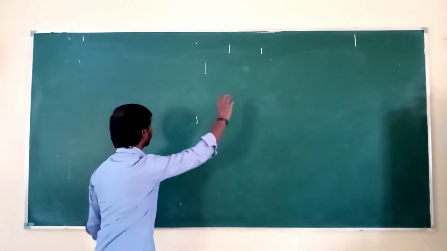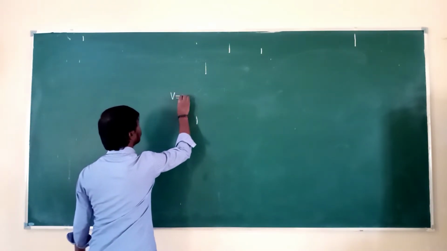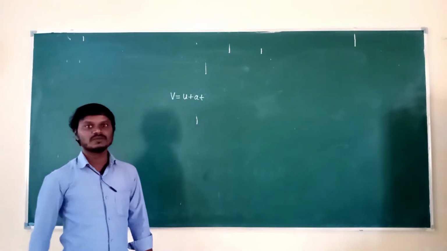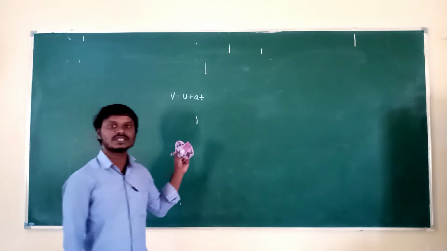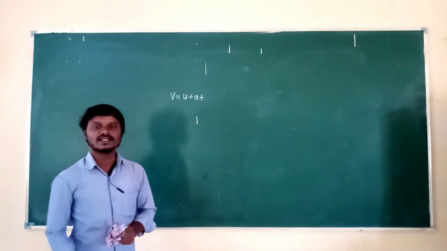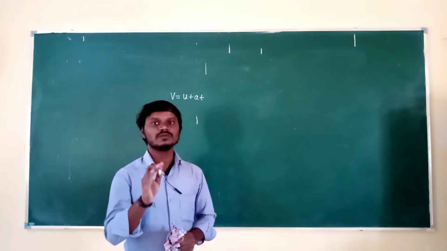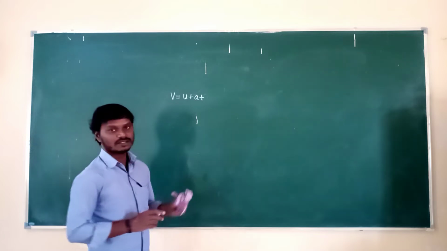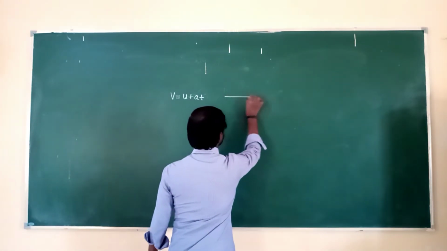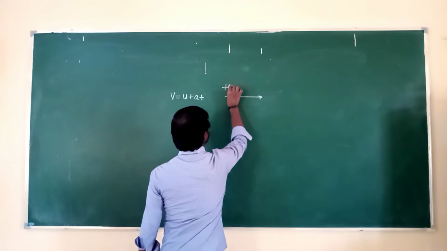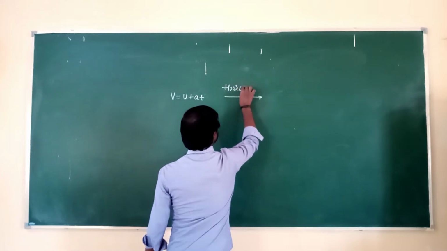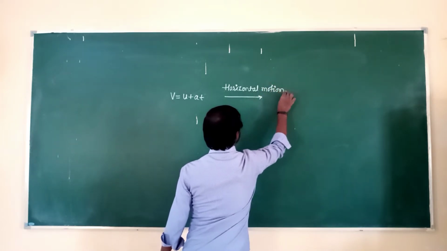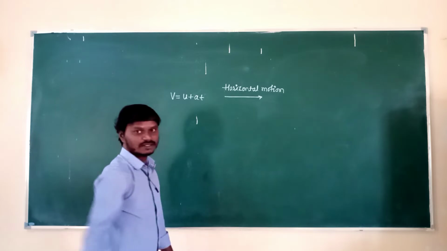Look here, what is the first kinematic equation? That is v is equal to u plus a into t. Horizontal motion means it is a motion along the x-axis. Horizontal motion is an example for motion in a straight line or motion in one dimension. If the motion is along the x-axis, it is the example for horizontal motion. So in case of horizontal motion, how to write this kinematic equation?